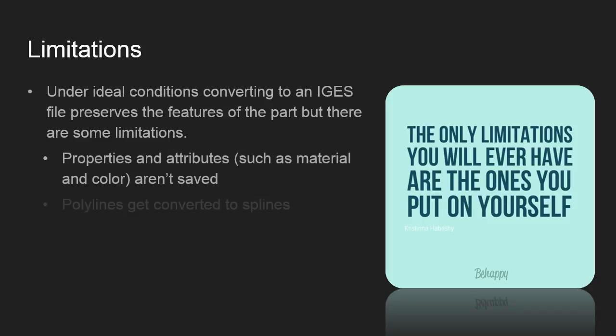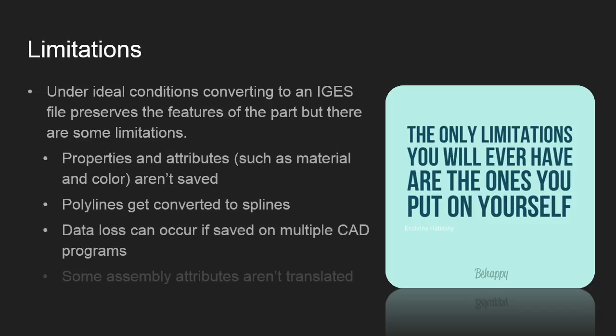Even though IGES is widely used, it still has its limitations. While under ideal conditions, converting to an IGES file preserves the features of the part, not everything is carried over. For example, properties and attributes of parts and assemblies, such as materials and colors, aren't saved in IGES. Also, due to the nature of IGES, polylines get converted to splines, which can cause issues. Worse yet, data loss has been known to occur if an IGES file is saved on multiple CAD programs.